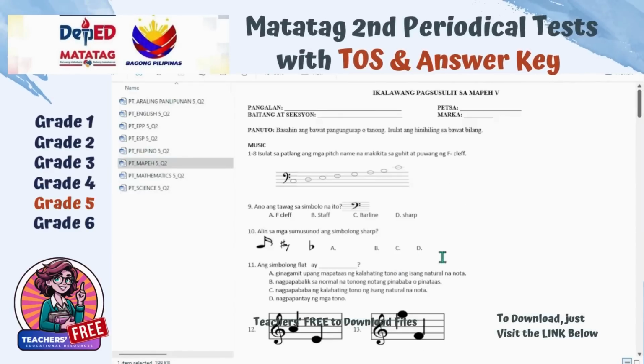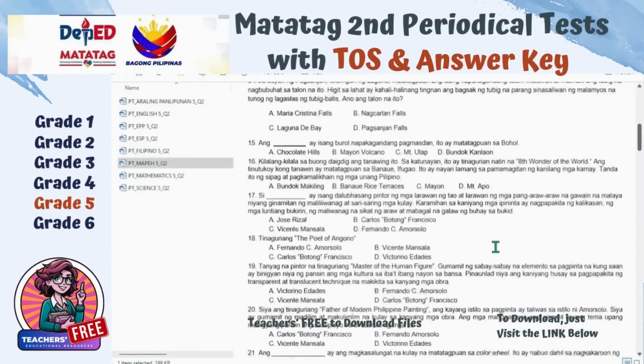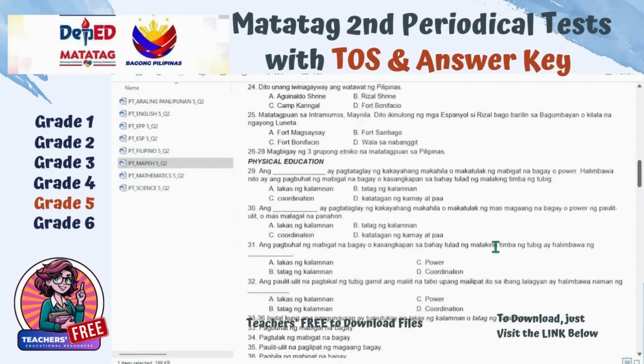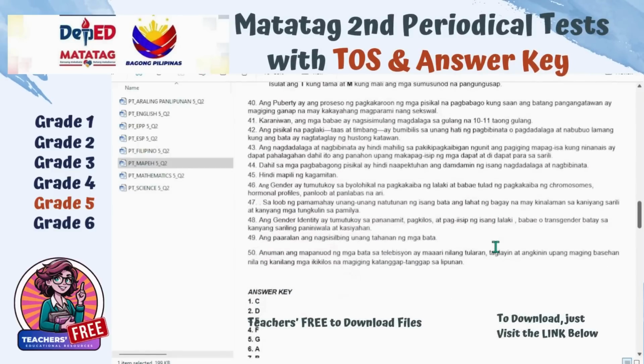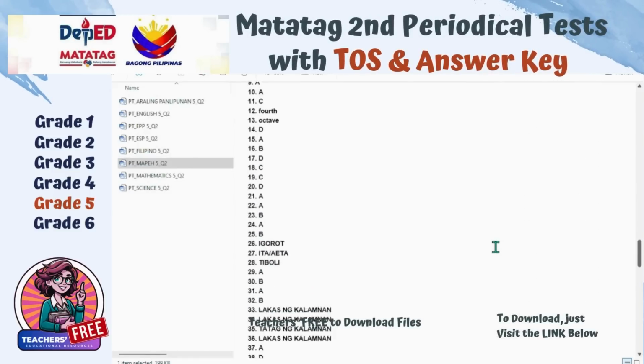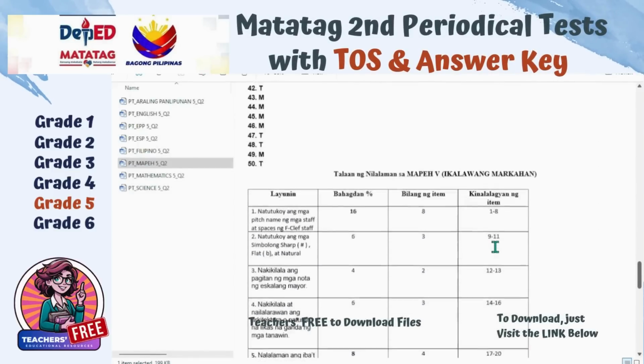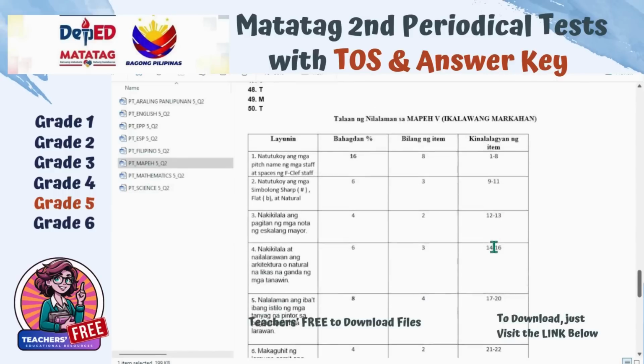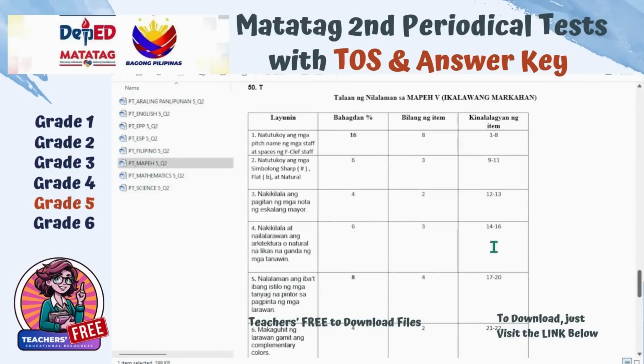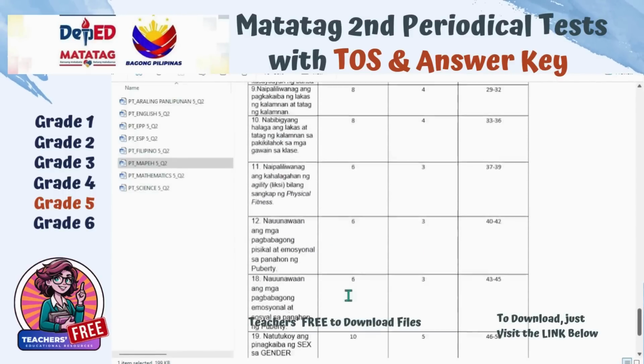We also have the MAPE 5-second periodical test, which covers: in music, you'll identify the pitch names of the staff and spaces on the F clef, as well as the symbols for sharp, flat, and natural notes. You'll also recognize the notes of a major scale.